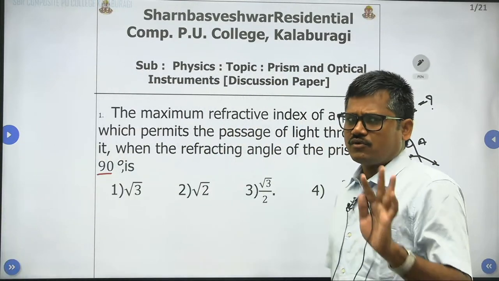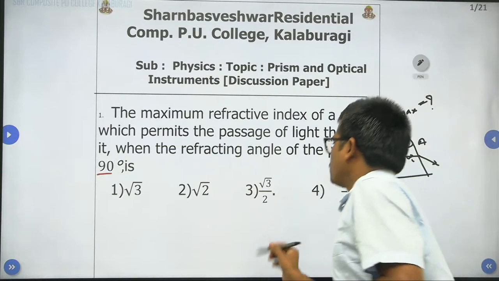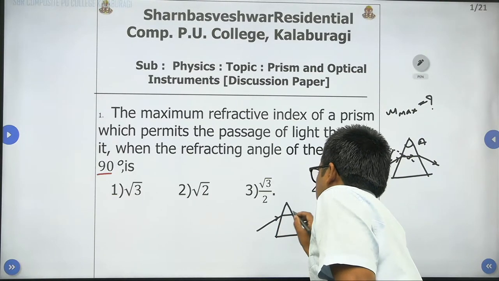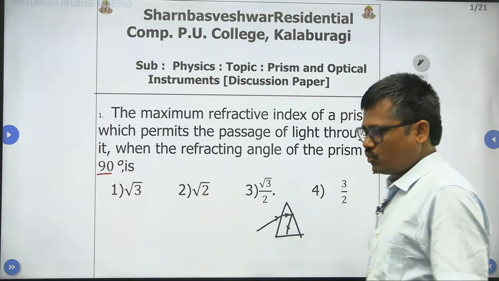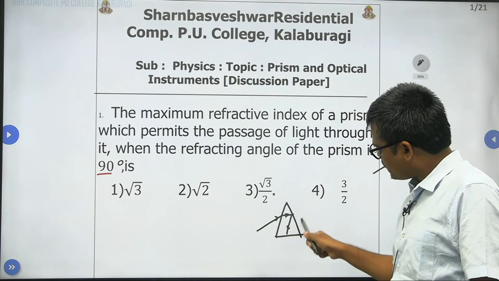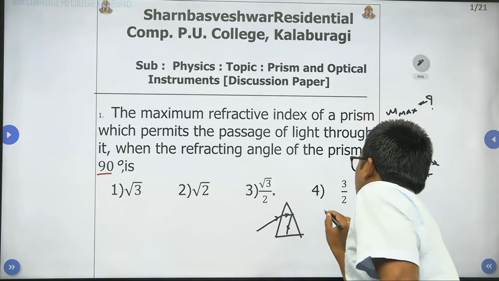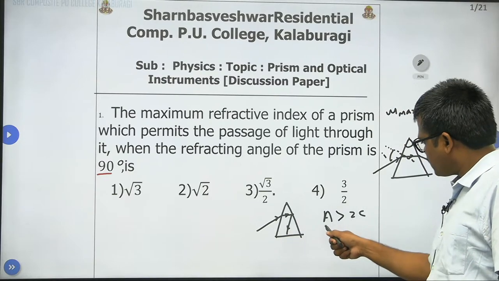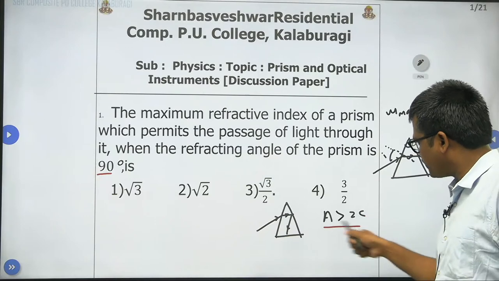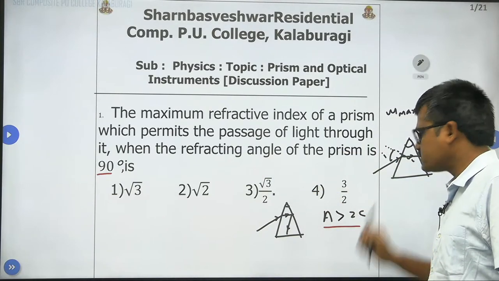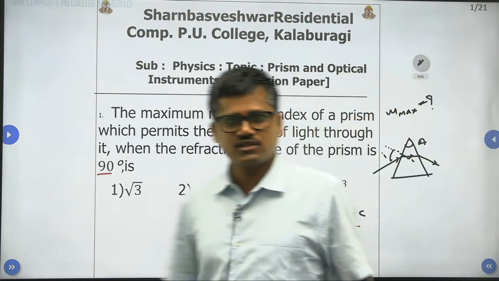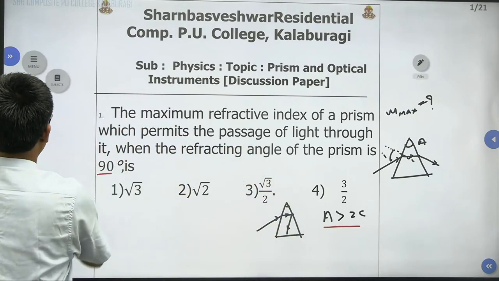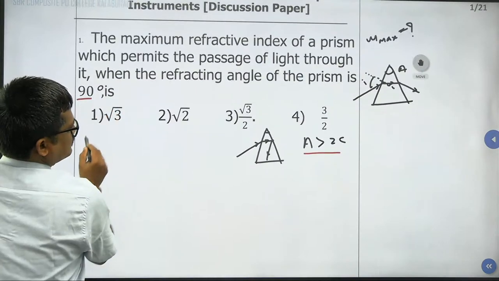See here, we already learned the ray will not at all travel through. For example, if the ray goes like that, it will hit the other surface and it will go for TIR. Whatever may be the angle of incidence, it will always go for TIR at the other surface if the angle of prism is greater than 2C, that is C as critical angle. This is the condition you learnt in the class. The angle of prism should always be greater than twice the critical angle. This is the condition for always TIR at the other surface. Got my point? Okay. So always TIR takes place.